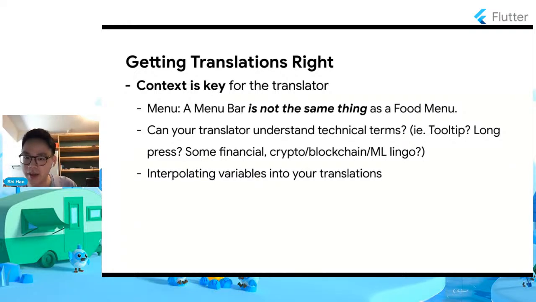Another thing that you might have to think about is interpolating variables into your translations, right? I'll go into this a little bit more in the coding demo later, but basically when you say, for example, you have to tap this button X times, where does that X show up? For different languages, that variable shows up in different parts of your string. So you have to really think about that.